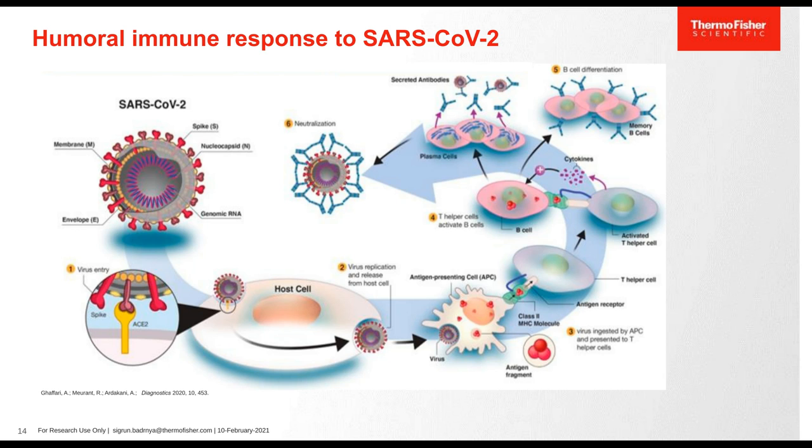So as the virus enters the host cell and following replication, release and subsequent ingestion by antigen-presenting cells, fragmented viral antigens are presented to T cells, which in turn interact with and activate B cells that finally secrete SARS-CoV-2 specific antibodies of different classes, including IgM, IgA, or IgG. A certain portion of these antibodies is capable to neutralize specific viral antigens, thereby blocking their interaction with the respective host cell receptor and potentially prevent SARS-CoV-2 infection.